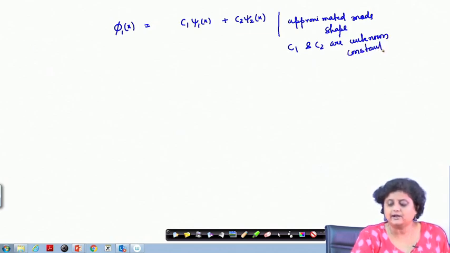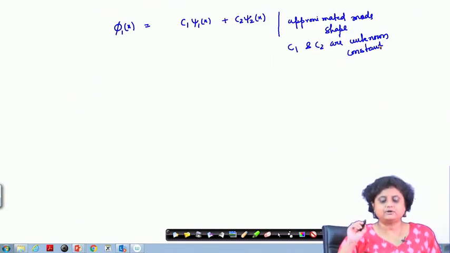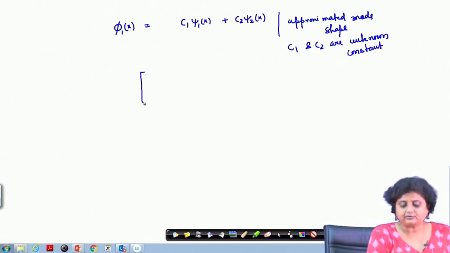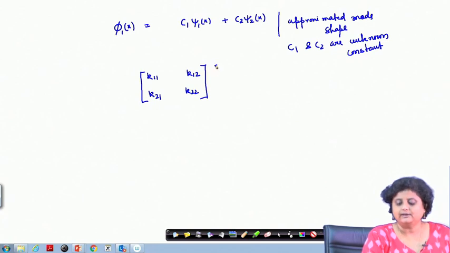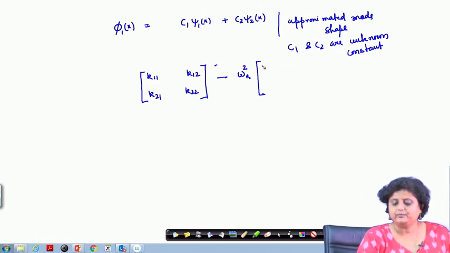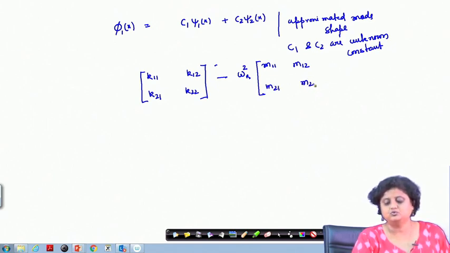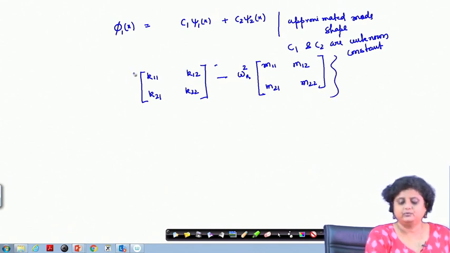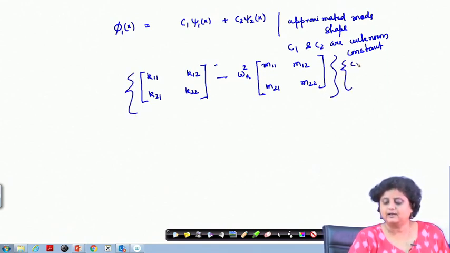How are we going to find them? I will skip the derivation we have already done. The final expression that I am going to get is the matrix k 1 1, k 1 2, k 2 1 and k 2 2, minus omega square r square into the matrix m 1 1, m 1 2, m 2 1, m 2 2, into C 1 and C 2, has to be equal to 0.